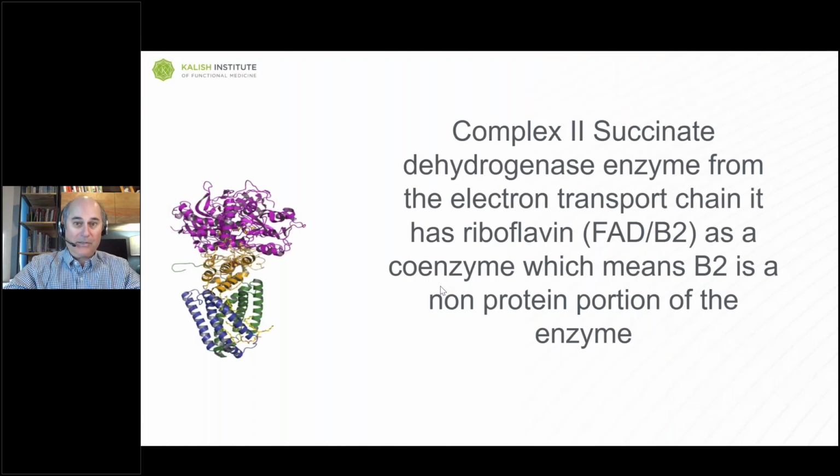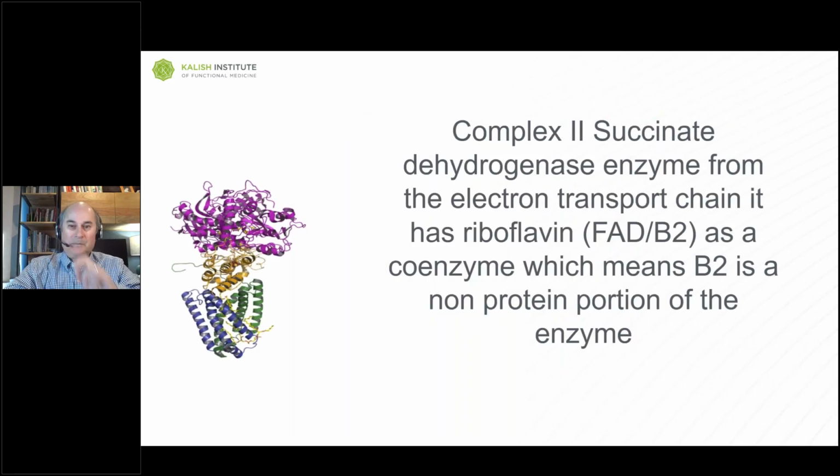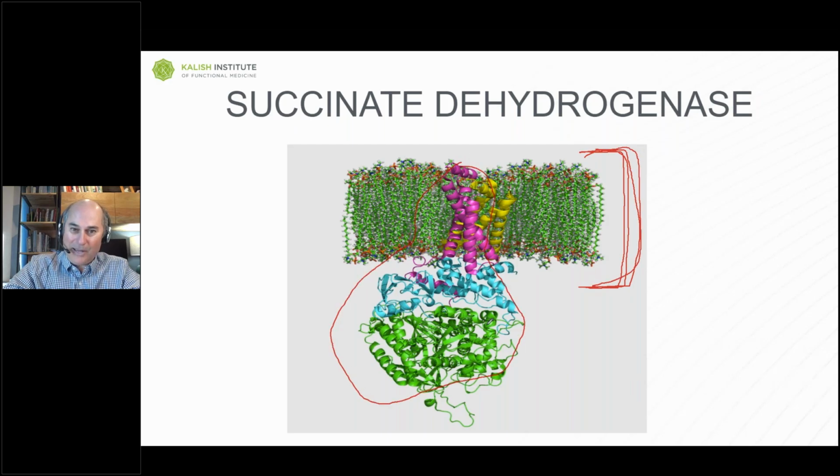Complex 2, that's what it looks like. Succinate dehydrogenase. It needs riboflavin as a coenzyme. That's the non-protein portion of the enzyme. There it is again. Now, you can see this is the actual enzyme here. But why is this image so different? Because this structure here, that's the membrane of the mitochondria. Isn't that cool? That's the membrane. And you see what I'm outlining there? That's the enzyme. It's crammed into the membrane.